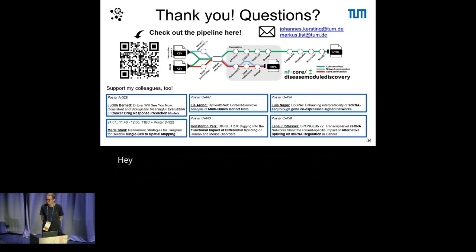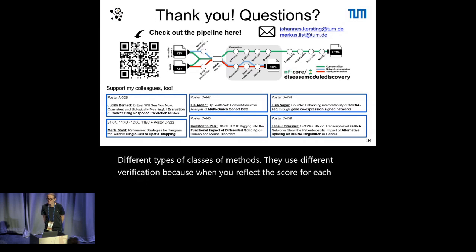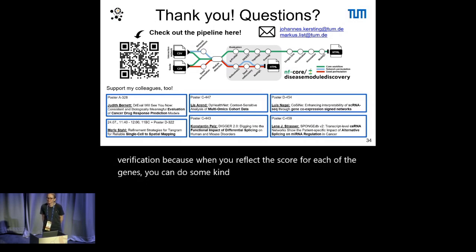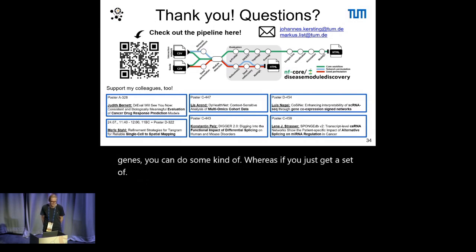I'm wondering, some of the methods provide you just a set of genes, so the first neighbor, whereas random walk with restart essentially scores each of the genes in the protein network. And I feel like maybe those two classes of methods use different verification. Because when you get a score for each of the genes, you can do some kind of curve, whereas if you just get a set of genes, you can't do that. Do you have any words of wisdom when it comes to that?